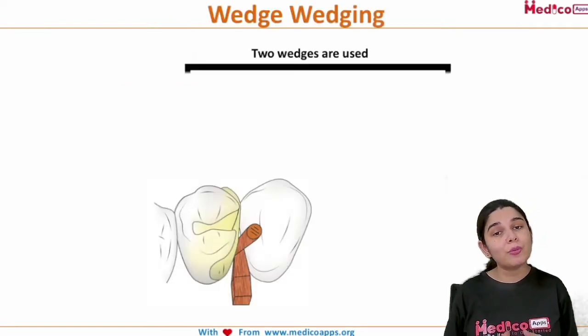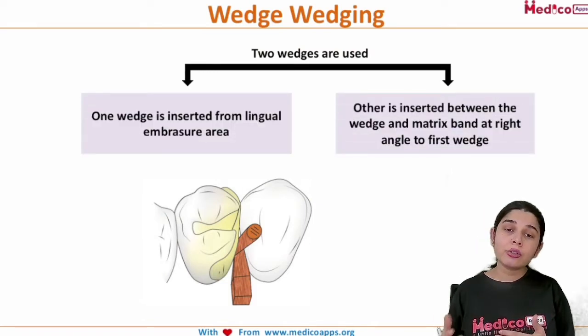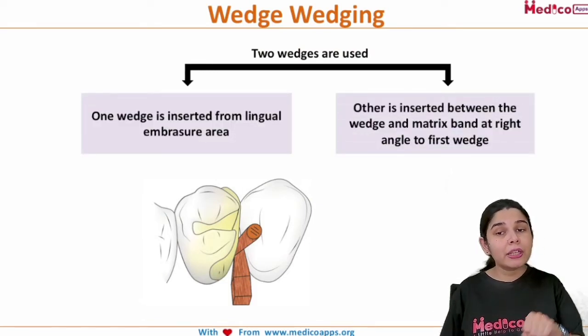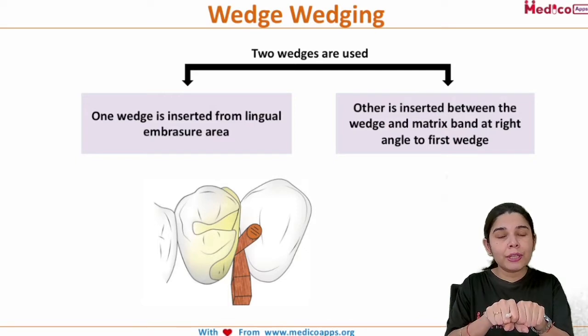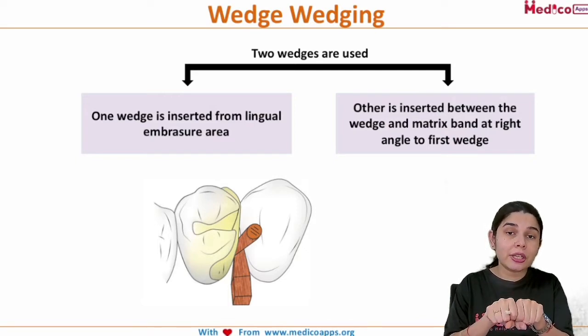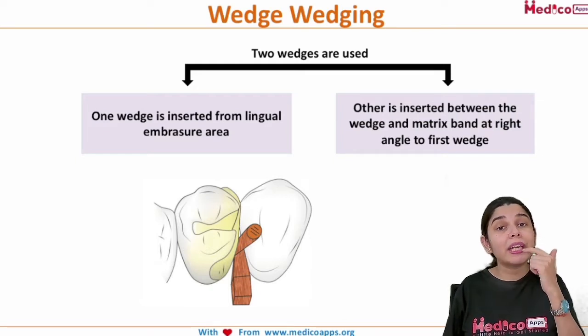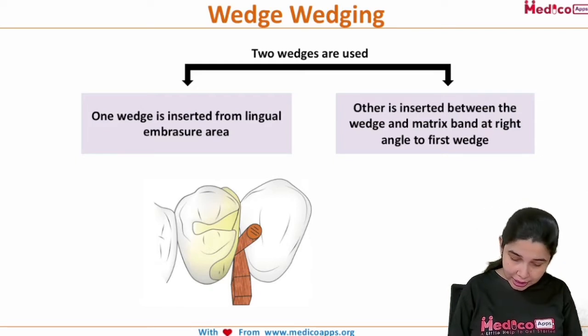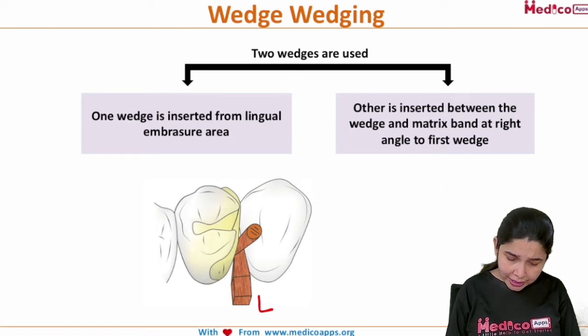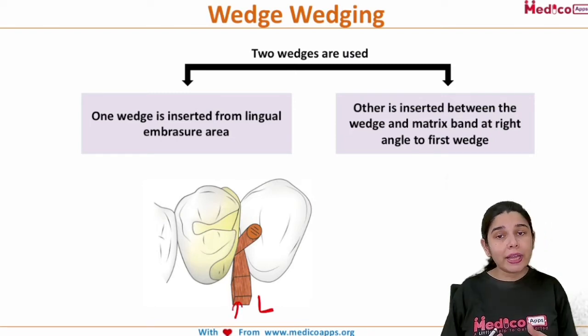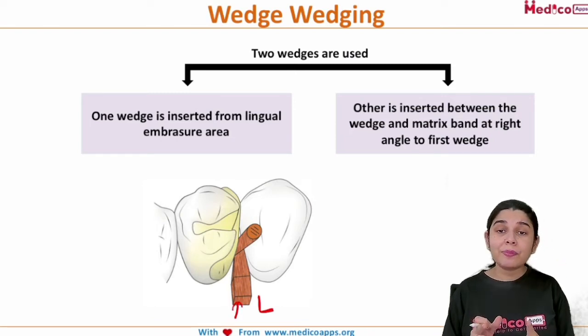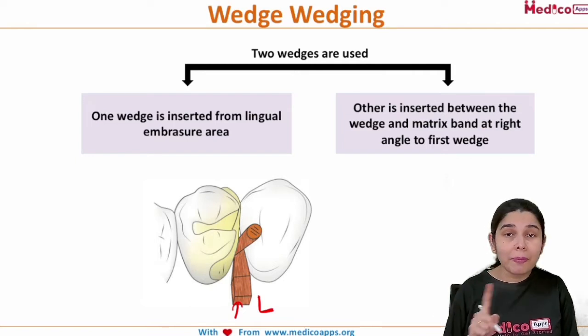Moving to the wedge wedging technique, again here also two wedges are used, but the difference is that if these are the two teeth, one wedge is inserted from the lingual embrasure area, that is from my end, from the tongue area. One wedge, this is the lingual surface, so one is inserted from the lingual area, but the other wedge which is being inserted is not from the buccal surface.